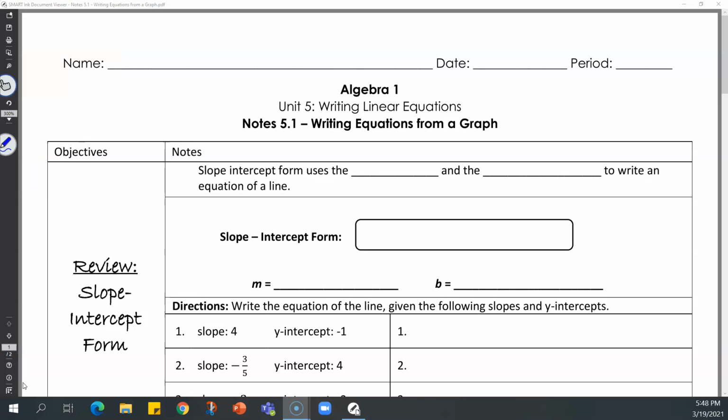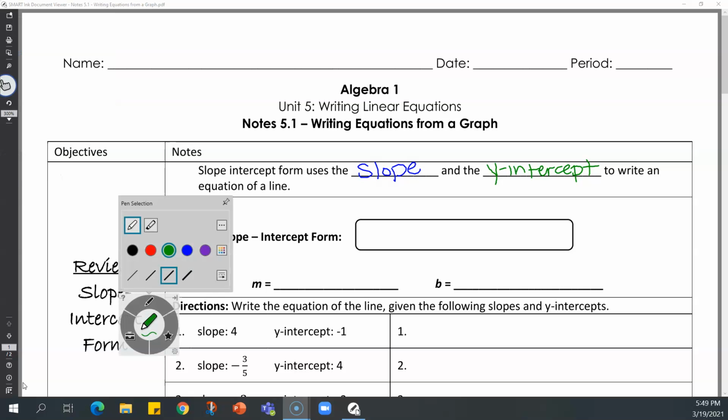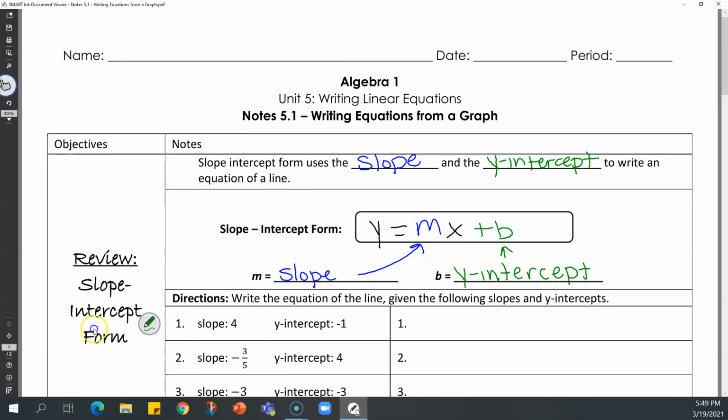So remember from our previous units that slope-intercept form uses the slope and the y-intercept to write an equation for a given line. So remember that slope-intercept form is y equals mx plus b, where m is my slope and b is my y-intercept. Okay, so we're going to refresh our memories a little bit on that one.